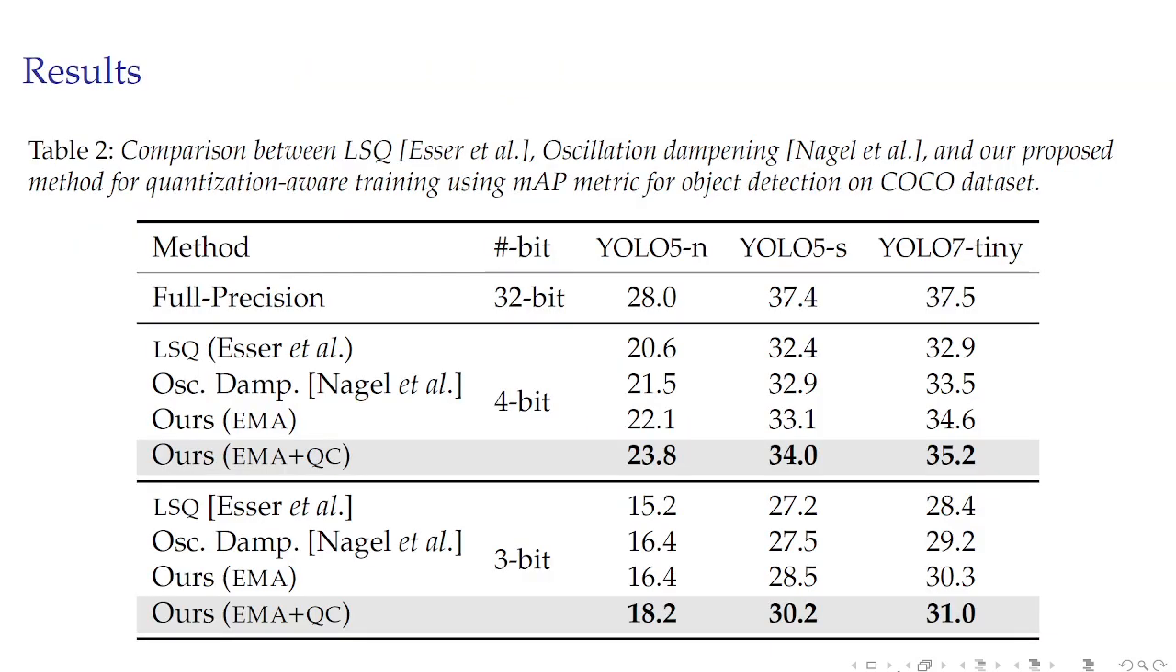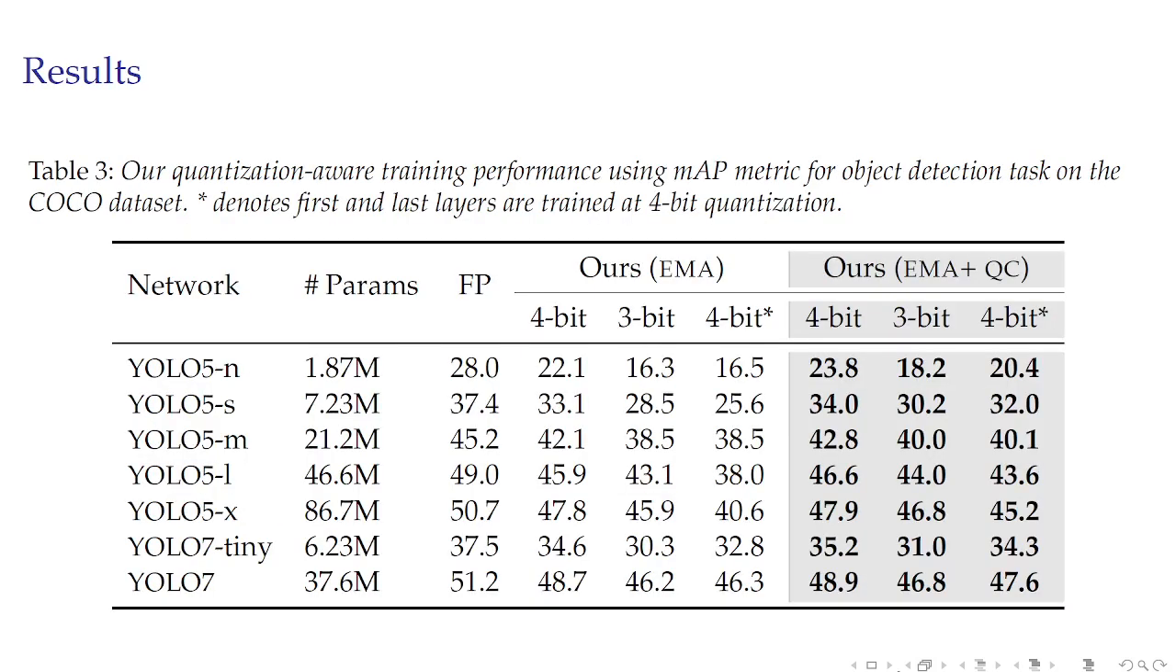We compare our method against baseline LSQ and the oscillation dampening method. For all smaller variants of YOLO5 and YOLO7, our method significantly outperforms the baseline. Also, our method is applicable for all recent YOLO variants, irrespective of the size of the model. As can be seen here, it significantly boosts quantization performance for both 4-bit and 3-bit quantization.